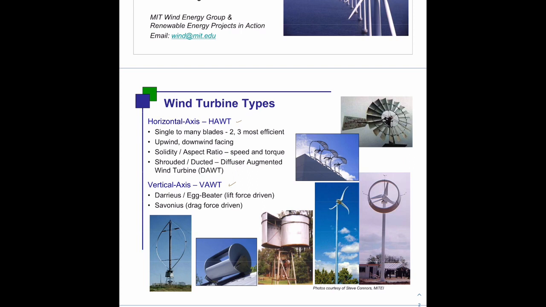it's a horizontal shaft actually. We have single to many blades, 2 to 3, which is more efficient, and to be more detailed, 2 is the most efficient compared to 3 blades. We have upwind and downwind facing, which means that the horizontal blades could collect the wind from the front or the back, both sides. We have solidity, aspect ratio, speed and torque. We have shrouded, duct, diffuser, augmented wind turbines.